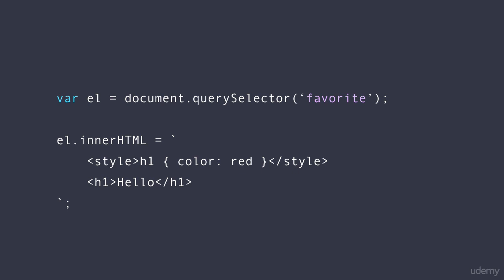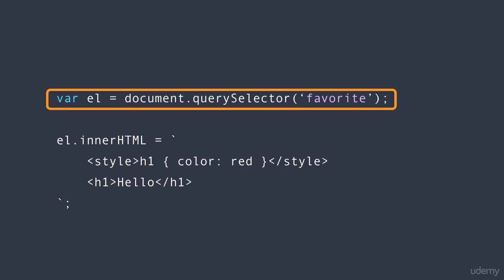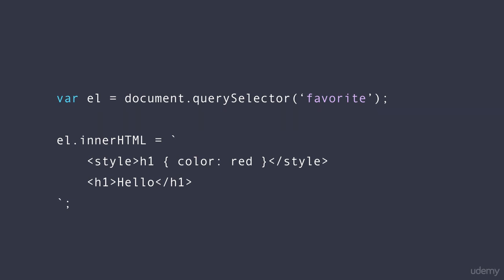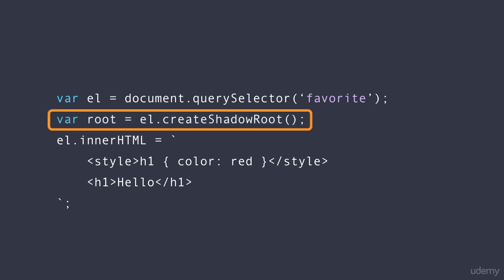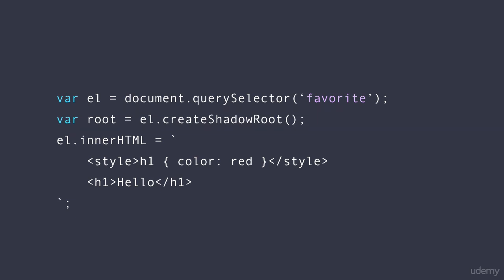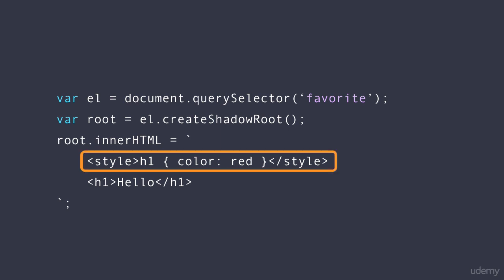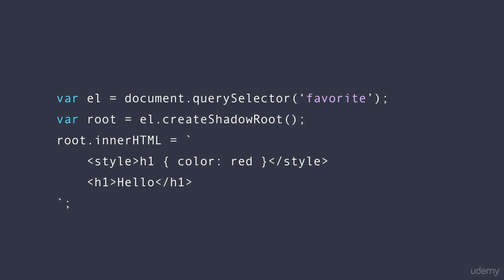We can change this code and use shadow DOM with only one extra line of code. So after we get a reference to this element, we simply call el.createShadowRoot. And this gives us the root of shadow DOM for that element. Then instead of using the inner HTML property of the element, we use the inner HTML property of the shadow root. That's all. And with this, our h1 style will be scoped only to this element. It will not leak outside this element. So this is shadow DOM.